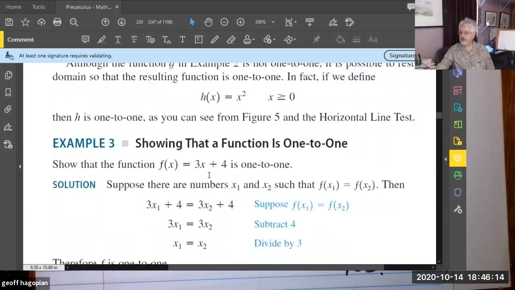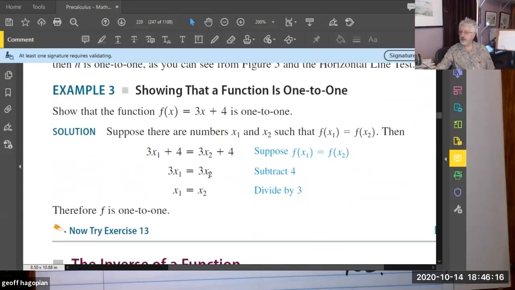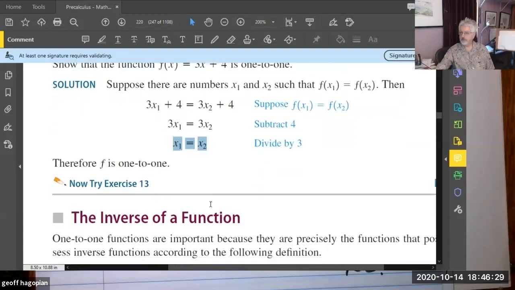So do exercise 17, they say. So show that it is one-to-one. Well, you say, okay, the outputs are equal, and you write a sequence of equivalent equations at the conclusion of which you can say that the inputs are equal. So the outputs are equal if and only if the inputs are equal.